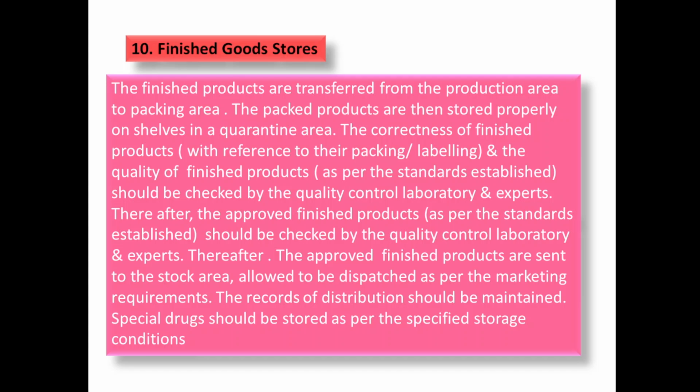The records of distribution should be maintained, and special drugs should be stored as per the specified storage conditions. All the distribution records should be maintained, showing to which supplier that particular stock is given. That complete record should be maintained, and if any special drug is there, then the specified storage conditions should be maintained in the finished goods store.